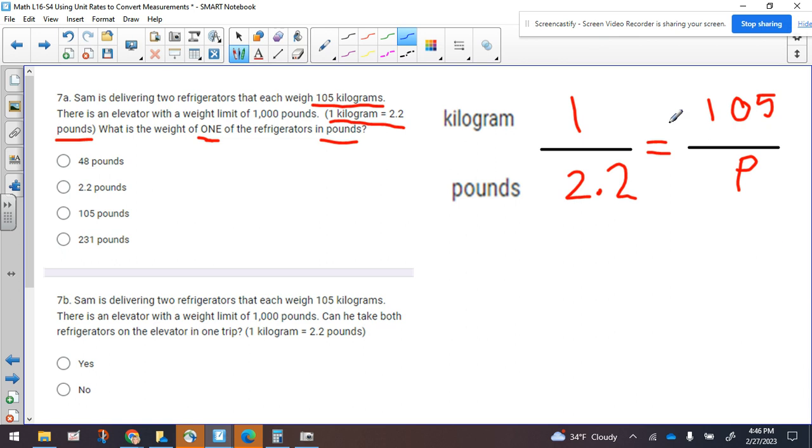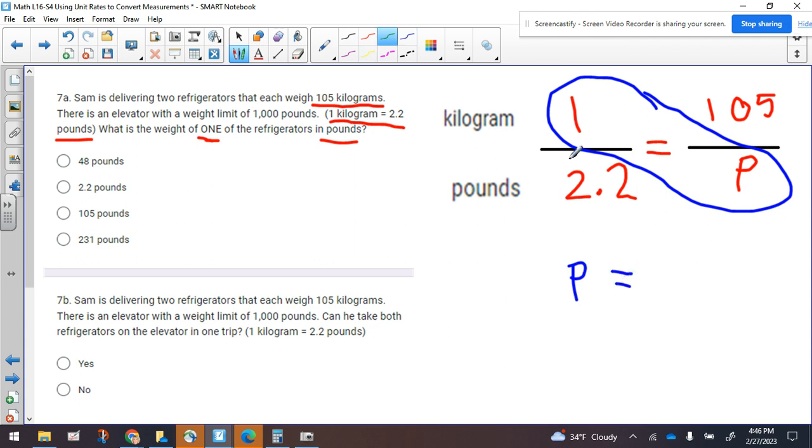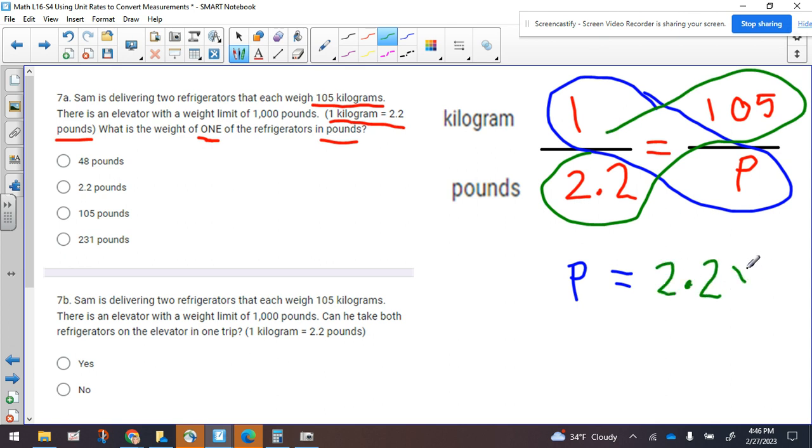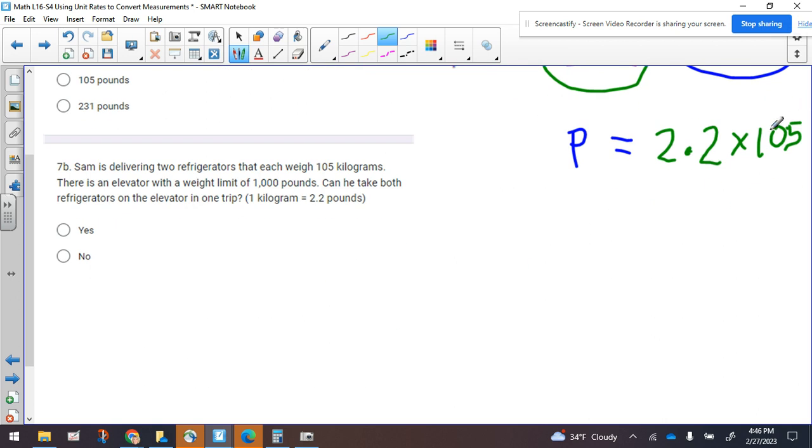One method is by using cross products. So 1 times P would equal P. Remember, P stands for pounds. And if we do the other cross product going this way, then we're just doing 2 and 2/10 times 105.